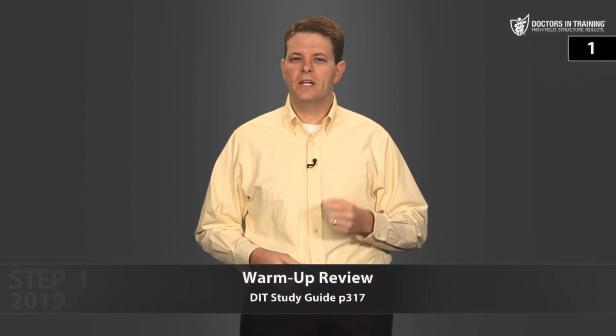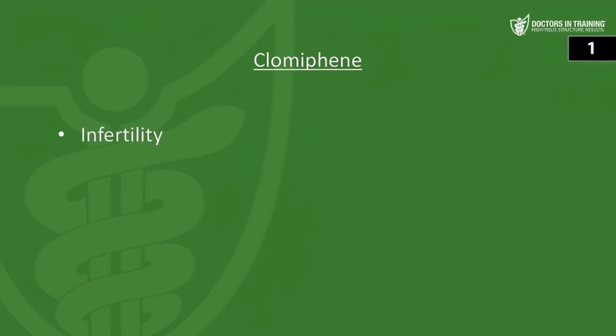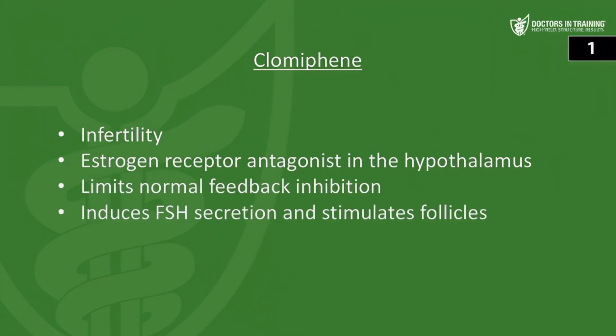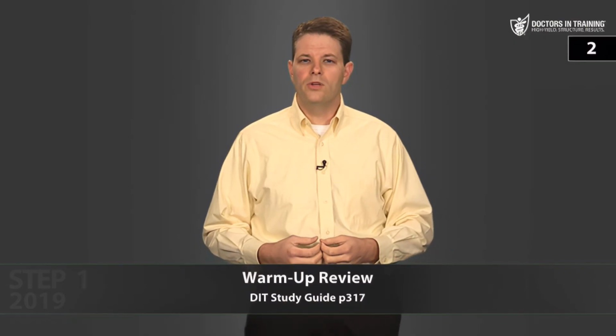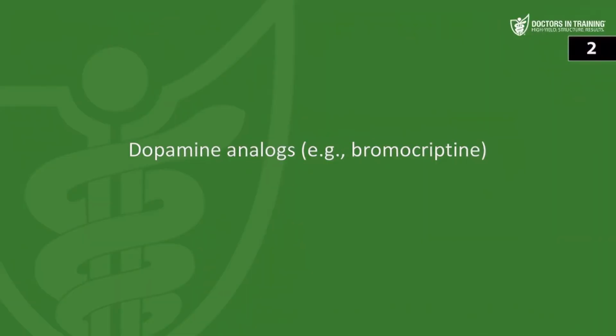Let's go over the answers to the warm-up. First question, what's the clinical use of clomiphene and how does it work? Clomiphene is used for infertility, and it's an estrogen receptor antagonist in the hypothalamus that blocks normal feedback inhibition. This induces FSH secretion and stimulates follicles. Next, what drugs inhibit prolactin secretion? These are the dopamine analogs like bromocriptine.